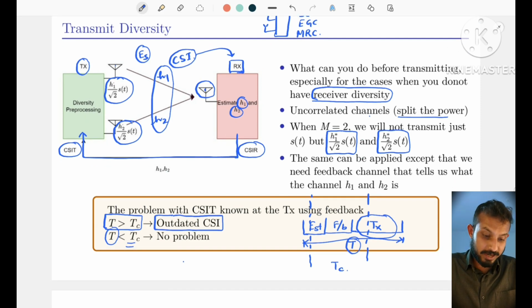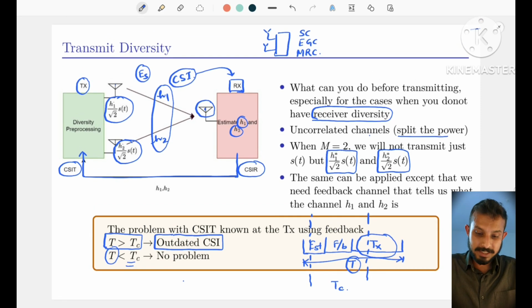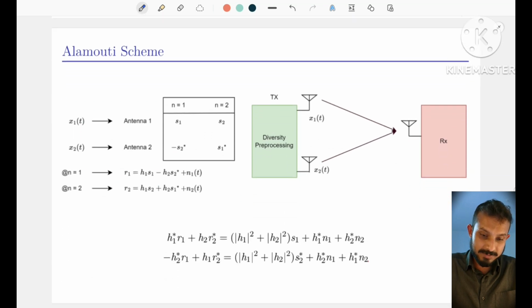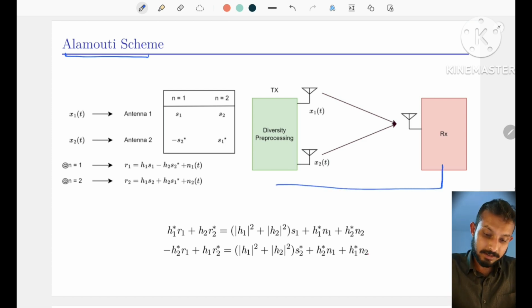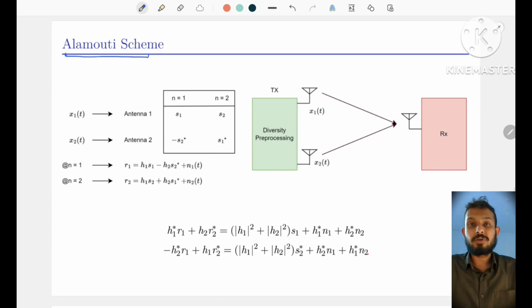So now what can we do if we do not have CSIT? This question has been answered by the Alamouti scheme. The Alamouti scheme says that it doesn't matter if you have CSI available at the transmitter. You do not need to have CSI at the transmitter to gain the benefit of diversity. And how is this done? This is done by sending two different signals S1(t) and S2(t) from the transmitter.